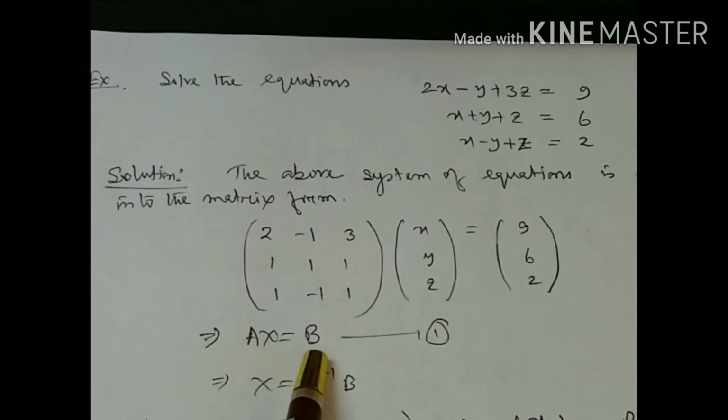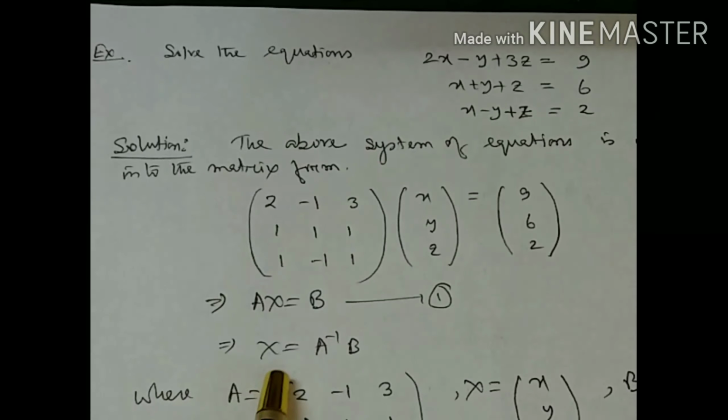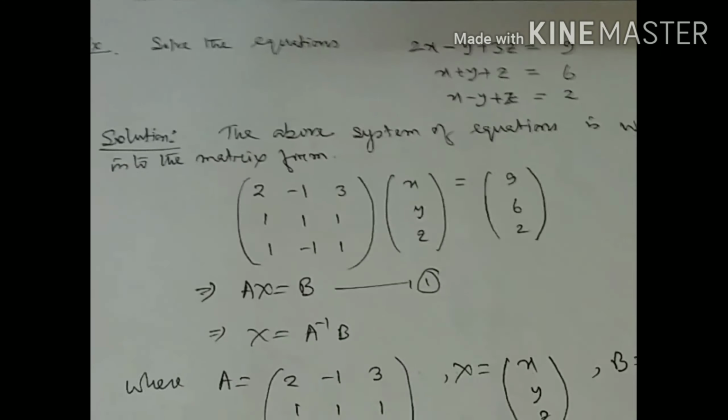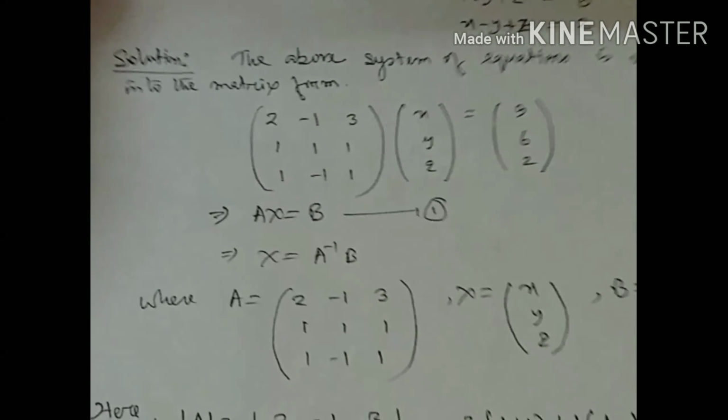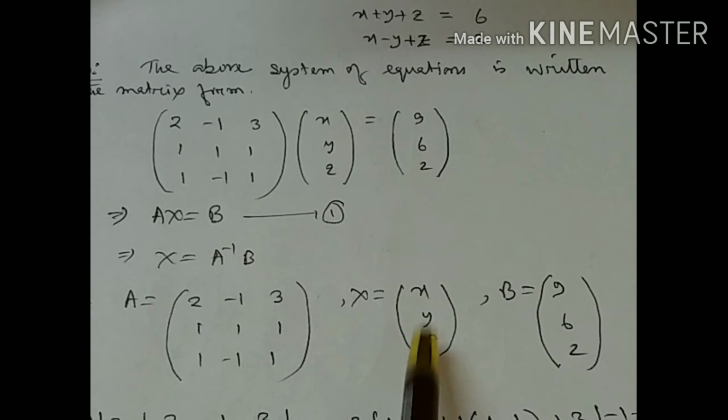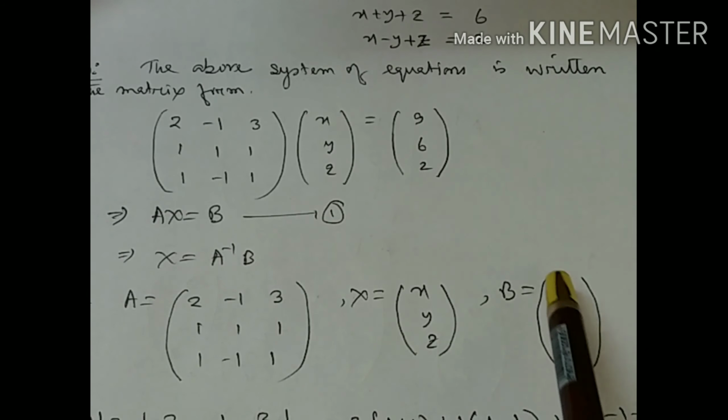So this is in the form AX equal to B. So we already got X equal to A inverse B. This is the solution of this equation. Here A is the coefficient matrix, X is the matrix of the unknowns, and B is the right hand side matrix 9, 6, 2.